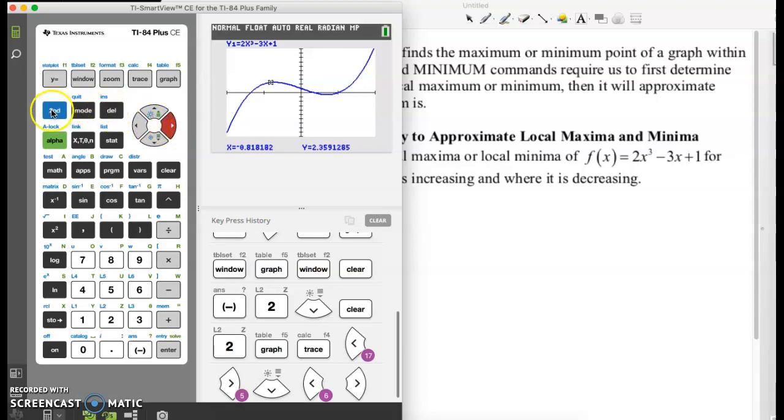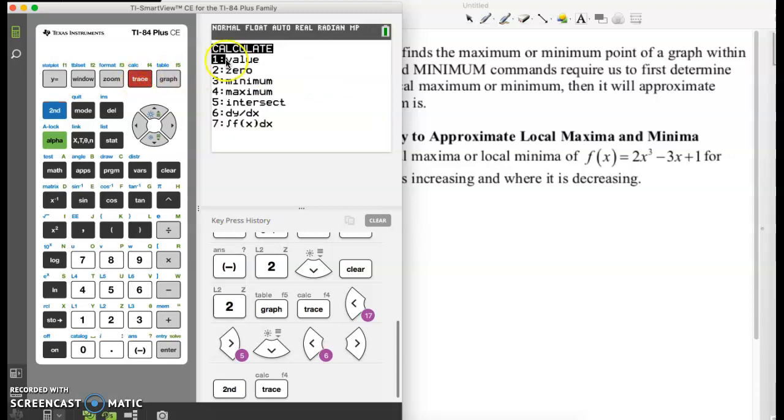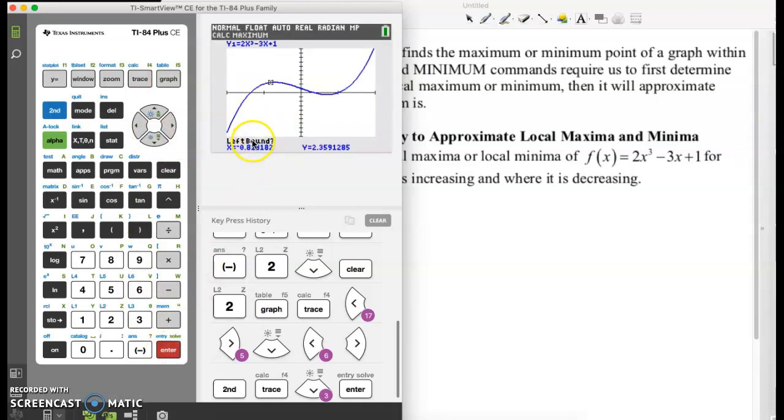So instead, what I would recommend is pushing the second button, then push trace again. When you do second and trace, you're going to the word above that says calculate. You want to calculate something. So we're going to calculate, and now you should have a screen like mine. And what we want to calculate is the maximum. If you look at the different options there, that would be option number 4. So I'm going to highlight number 4 and push enter. My graph asked me for a left bound. Now this is giving us the bounds of the open interval I.